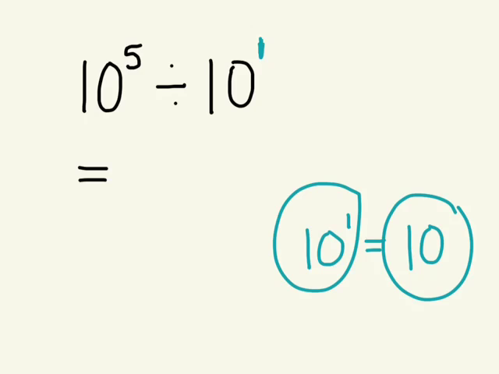So 10 to the power of 5 divided by 10 to the power of 1 is 10 to the power of 4, okay? We have to put a 1 there. It's not nothing. It's not a 0, because that will change the whole value.